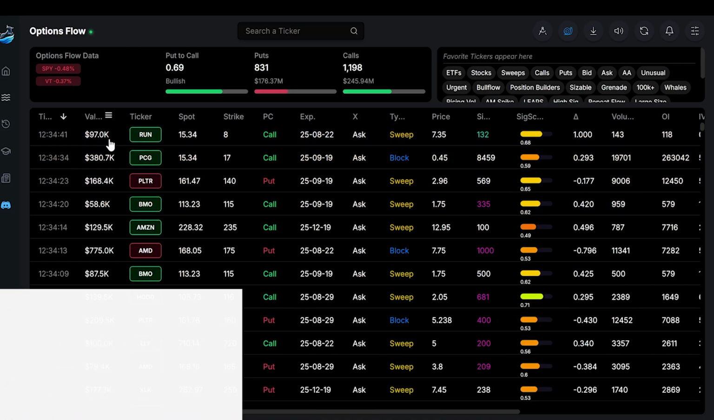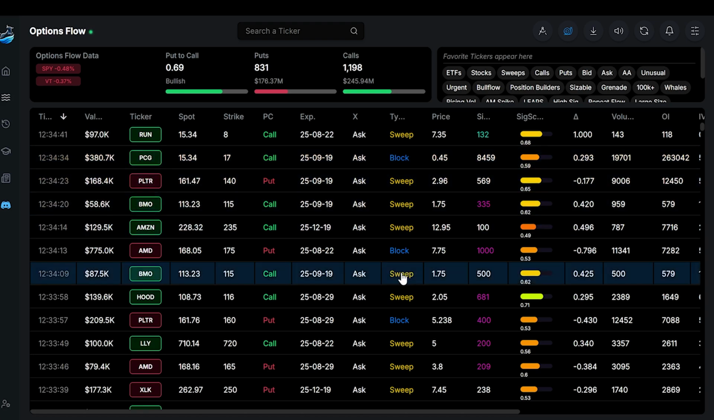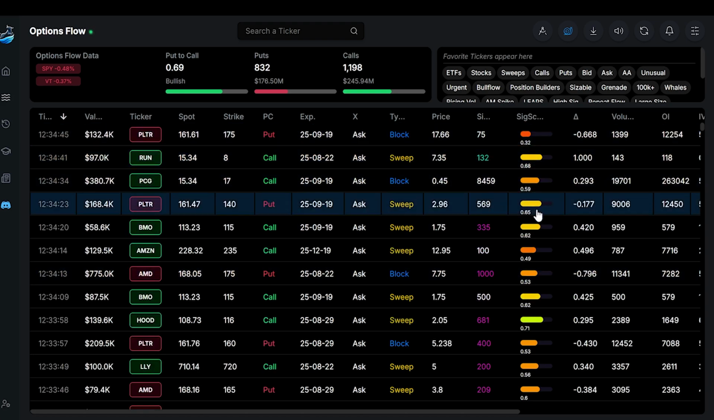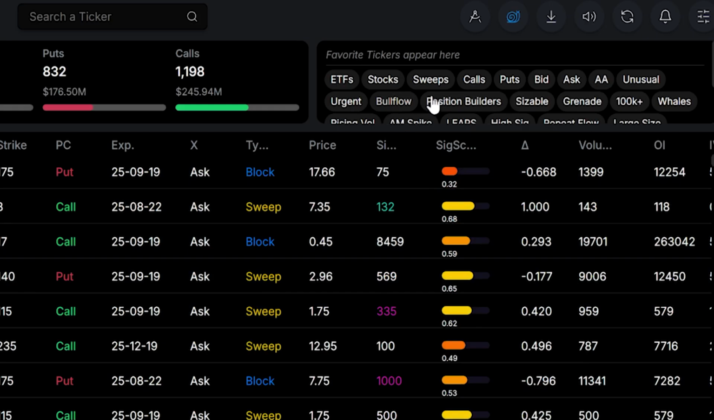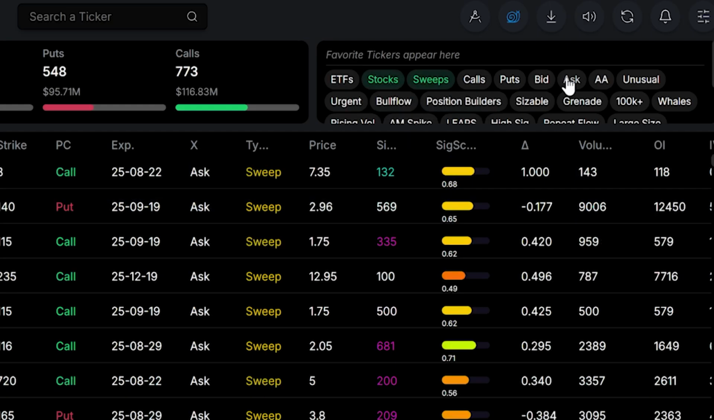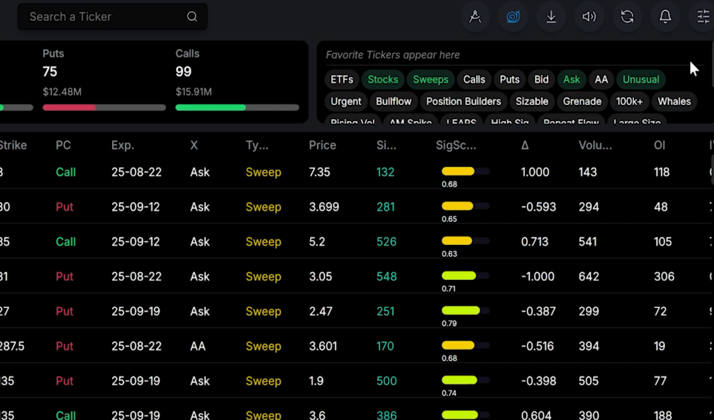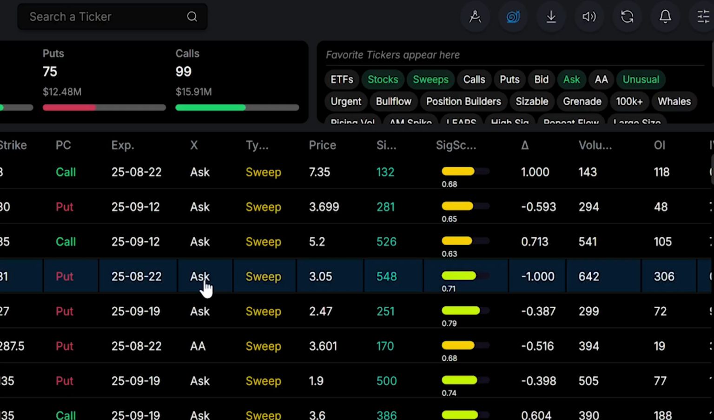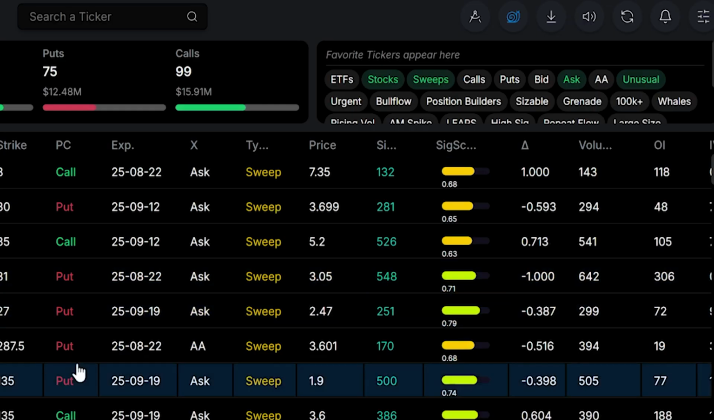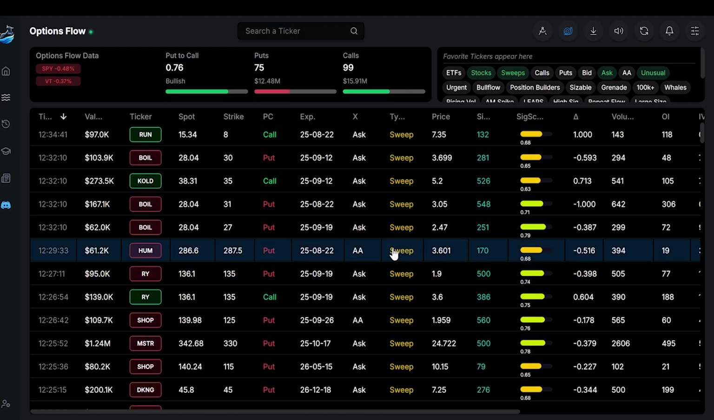These generally have higher premium values. You'll see a lot more sweep trades, as well as trades with higher signal scores. It also comes with all of these toggle on, toggle off filters that you can use to quickly filter that feed even more. So for example, I can look for stocks only, sweep trades only at the ask price, and with volume greater than open interest. And so now I have a list of trades in the feed that are generally going to be pretty interesting to look at.